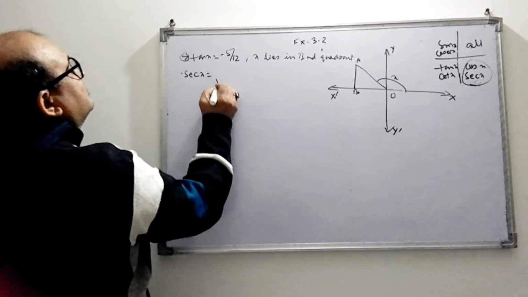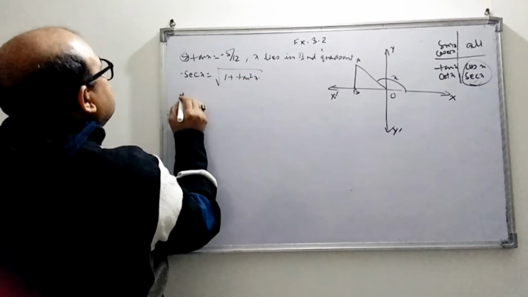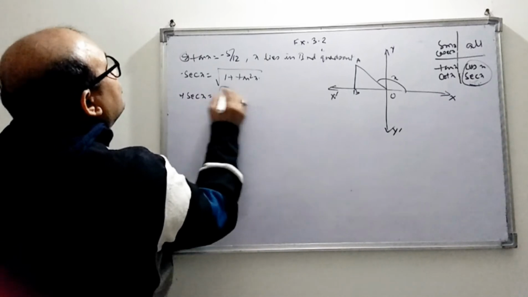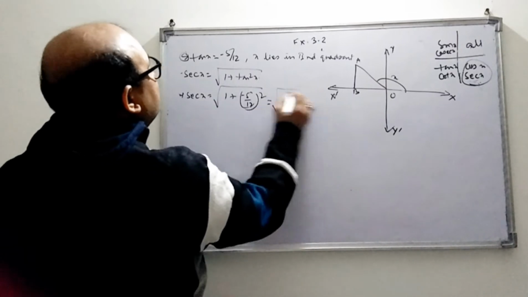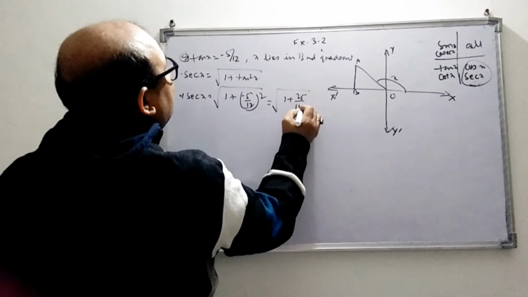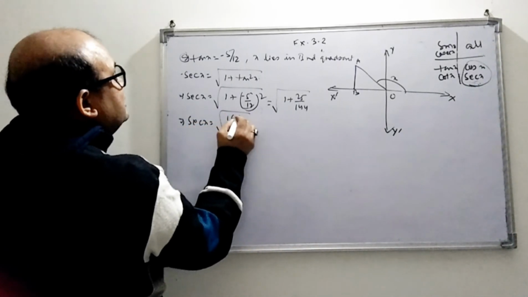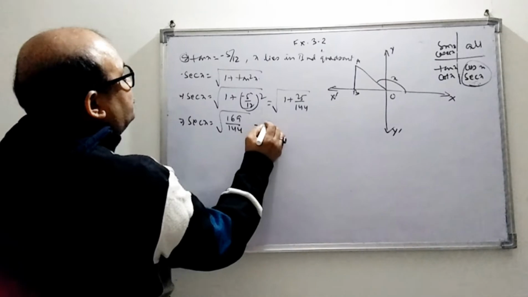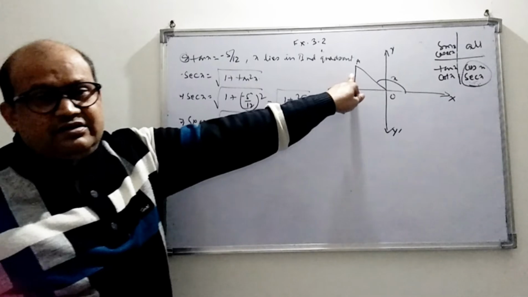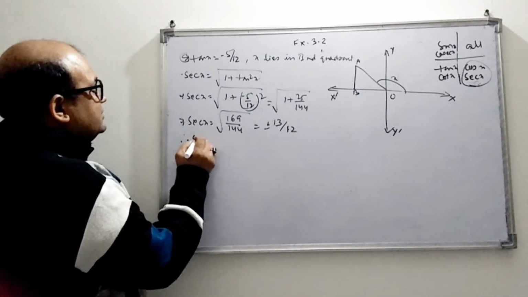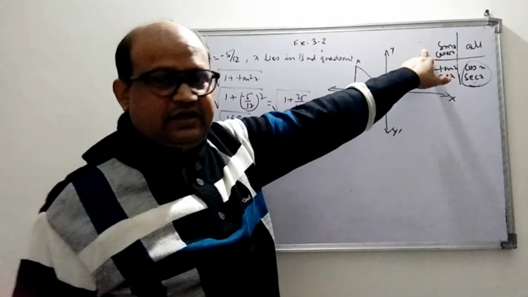Sec square x equals 1 plus tan square x. So sec square x equals 1 plus minus 5 by 12 whole square. That gives you 1 plus 25 by 144, that is 169 by 144. So sec x equals plus minus 13 by 12. Now in the second quadrant, sec is negative. Therefore, we take sec x equal to minus 13 by 12.